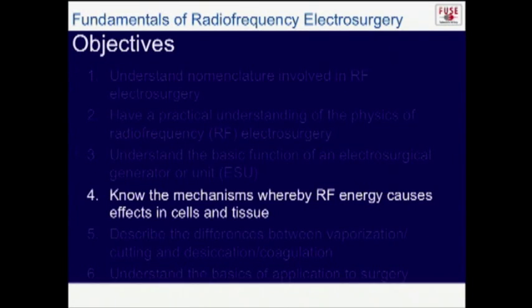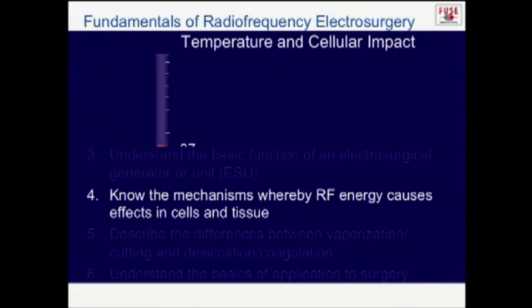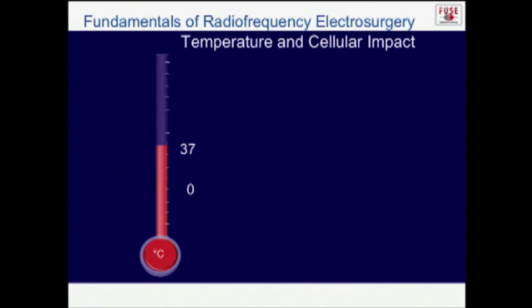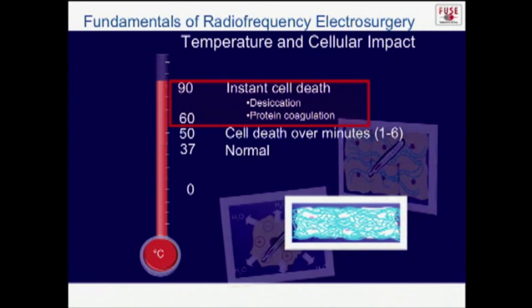Now, what about the mechanisms whereby RF energy causes these effects in cells and tissue? So let's just review again tissue temperature and effect. Normal is 37, right? Between 50 and 60 degrees centigrade, cell death occurs in between 1 and 6 minutes. So at 60 degrees, it's almost instantaneous. At 50 degrees, it takes about 6 minutes to get to cell death.